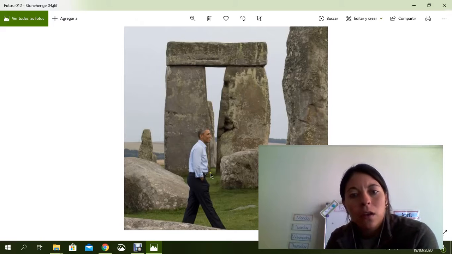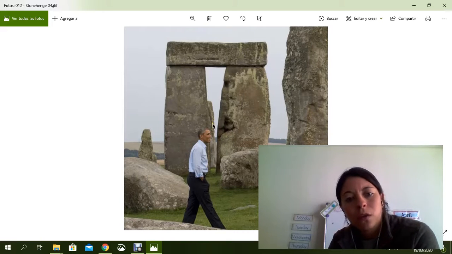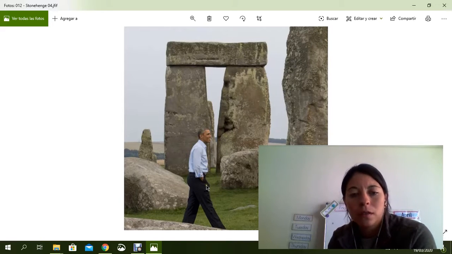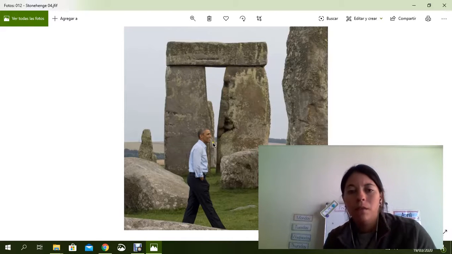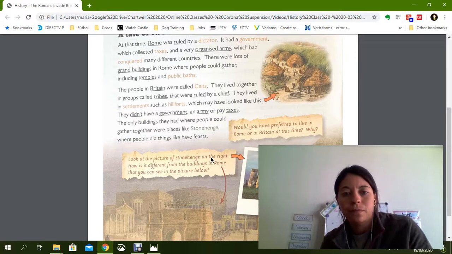Do you recognize this man? This is former American President Obama. Now, Obama is standing in this structure. You can see how tall these stones are in comparison to him.